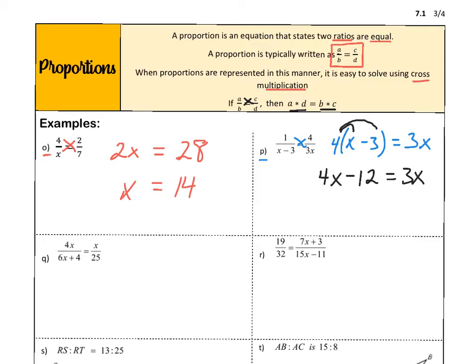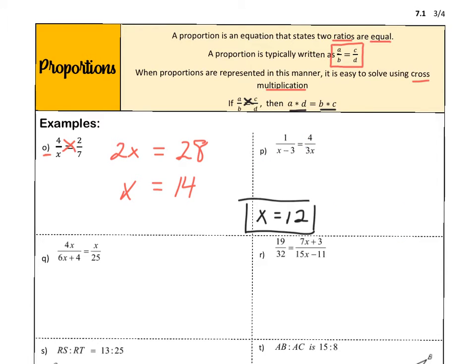Now, at this point, we can get all our x's on one side. I'm going to move the 4x over to the right, which is actually going to give me negative 1x, which equals negative 12. And lastly, I just want to make that positive because I want to know what positive x equals. So I'm going to divide by negative 1. So clearly at this point, x equals 12.